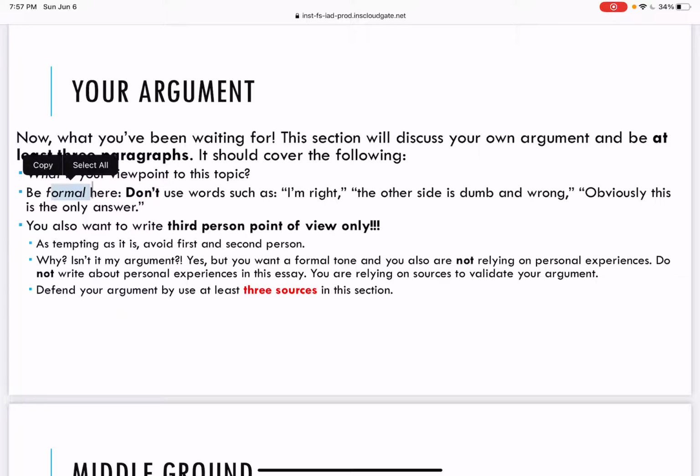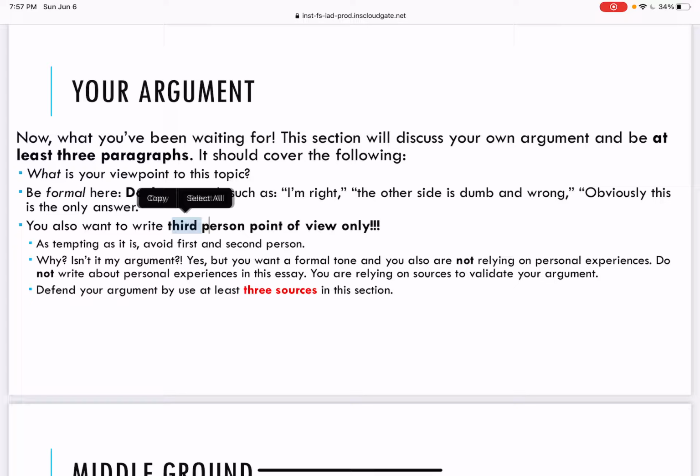Be formal here. You still want to be respectable. Don't use words such as my argument is right, or the other sides, or those who disagree with this side, are dumb and wrong. Obviously, that word obviously is a little sarcastic and informal. Obviously, this is the only answer. You avoid phrases like that.